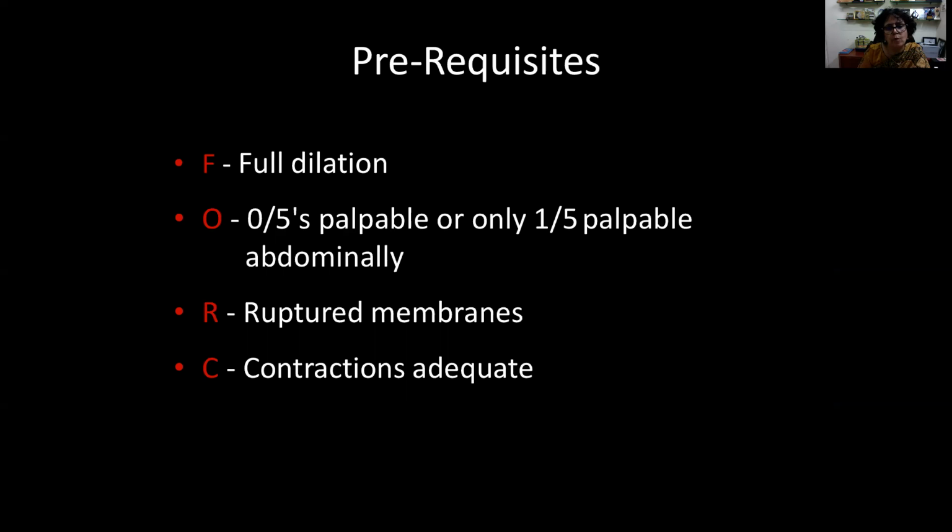These are the FORC. F is full dilatation. O is occiput, only 1/5 palpable abdominally. R is ruptured membrane. And C is contractions adequate.